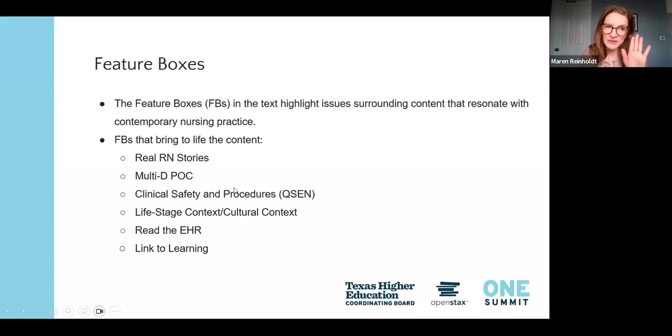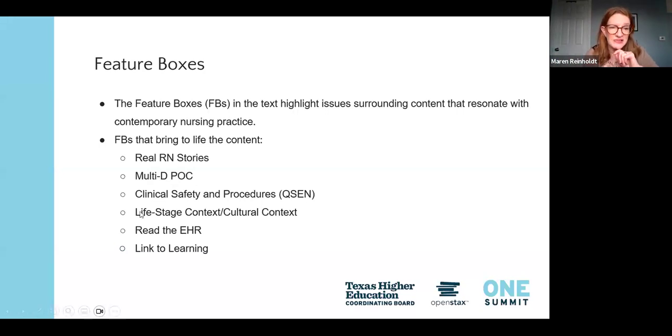The Real RN is possibly my favorite addition to the book. We also have a feature box called the Multi-D Plan of Care, and that focuses on the interdisciplinary care for a condition or disease process that we're talking about in the book, whether it be including physical therapy, occupational therapy, nutritionist, social work, pharmacy, case manager, respiratory therapy, etc. We are talking about this collaboration, which is part of the AACN Essentials for Baccalaureate Education.